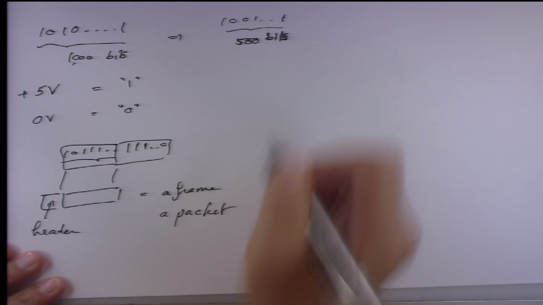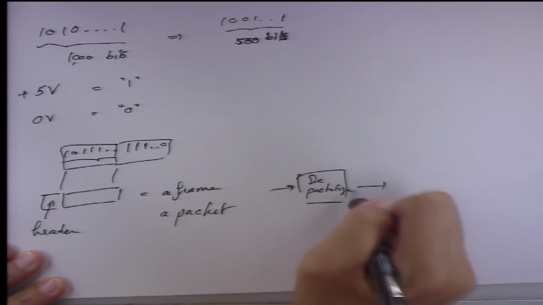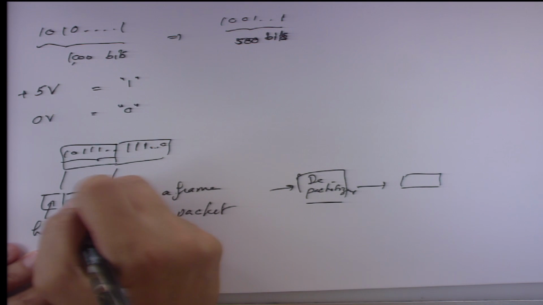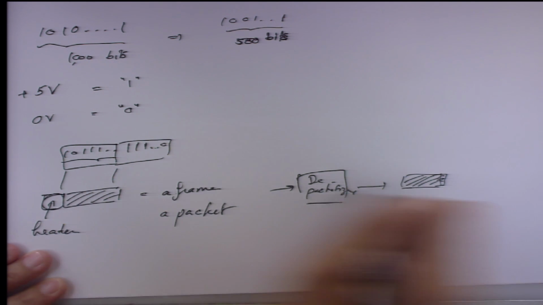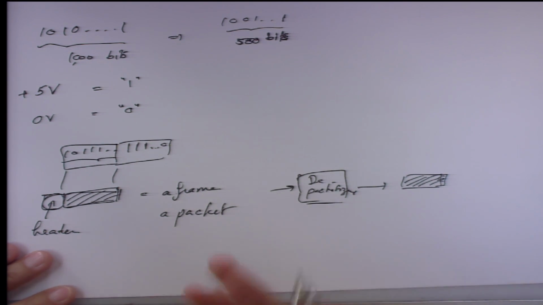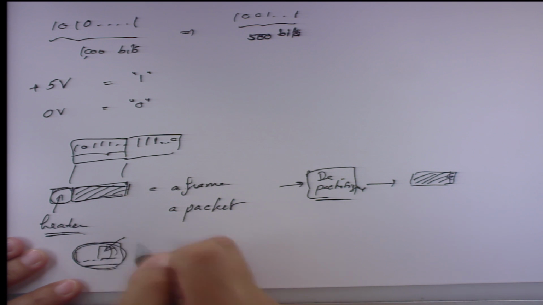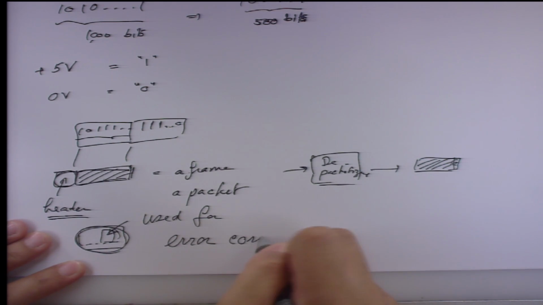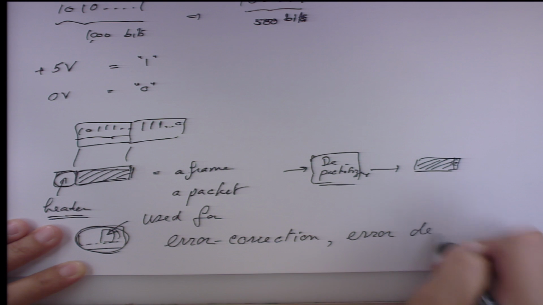Suppose this is a packet. When you do the depacketizing, you take the header out, so no header anymore, just this box, which is the data. Sometimes the header here will have many bits, and some of these bits will be used for error correction or error detection.